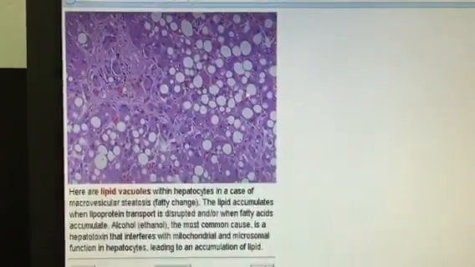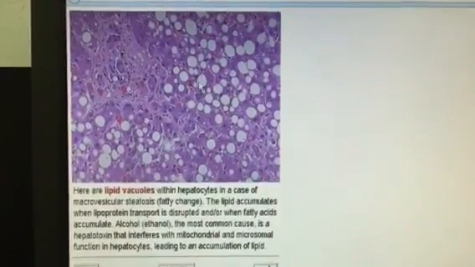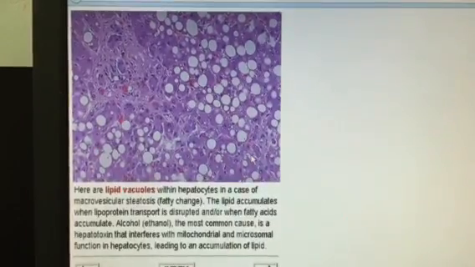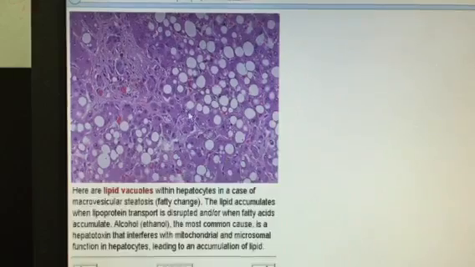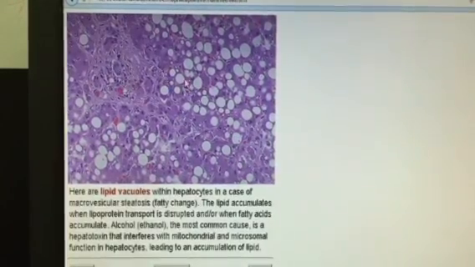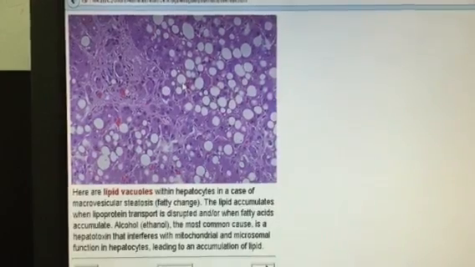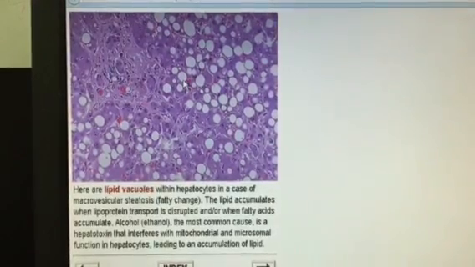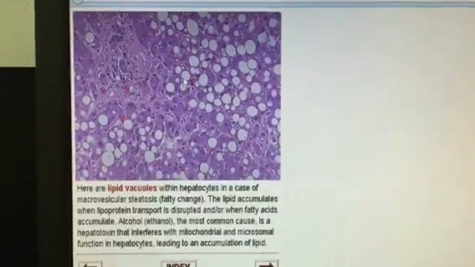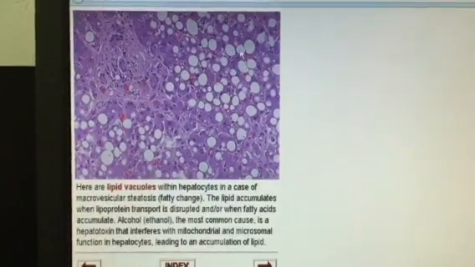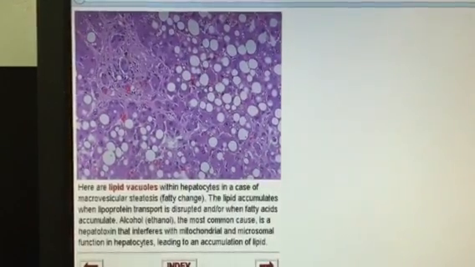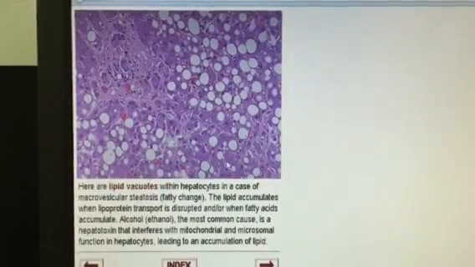What is fatty liver? When there is a lipid vacuole inside the hepatocyte. Why? Because there is an abnormality of the lipoprotein transport, or there is damage to the hepatocyte of the liver, or there is a mitochondrial or microsomal malfunctioning of the hepatocyte. These all will cause lipid vacuoles inside the hepatocyte. This condition, we call fatty changes, or microvesicular lipid vacuoles.